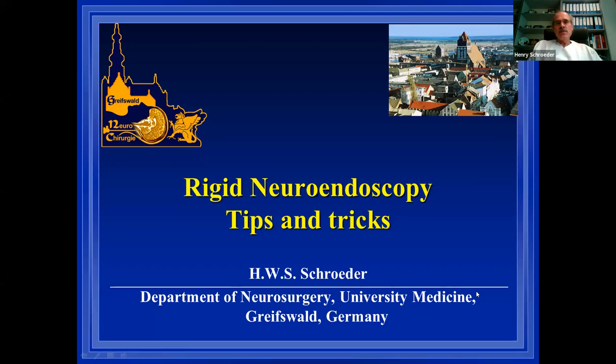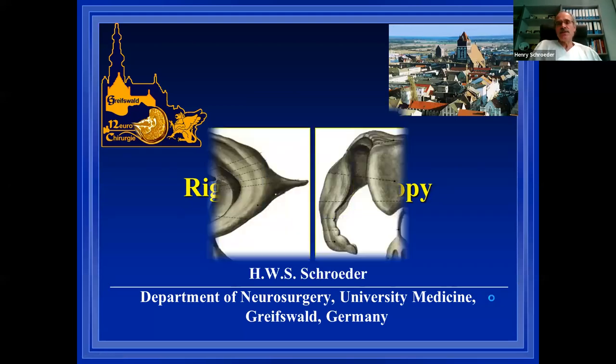I think neuroendoscopy is, of course, a very important topic when you are dealing with CSF pathway problems, because you can treat a lot of conditions with an endoscope much more effectively than, for example, with a shunt. So today I just want to give you some tips and tricks on how I do it. It's a very personal talk about how I do these procedures.